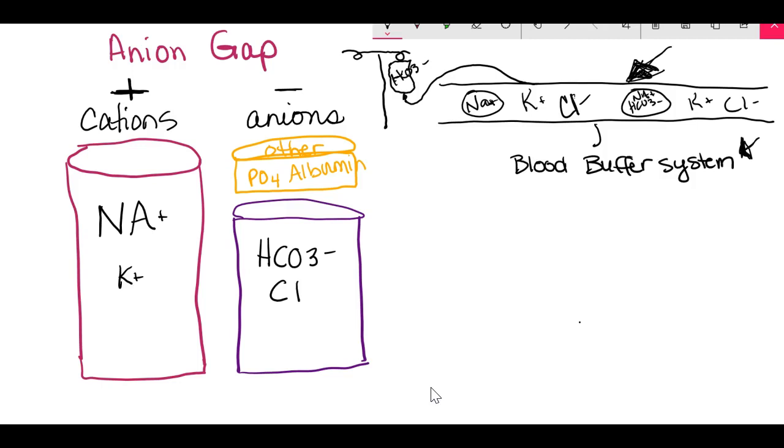I don't want to go into too many details. I want to try to make it simple. So first we saw this. Remember, the blood buffer system is really important. And also know that we have a normal pH, 7.35 to 7.45.